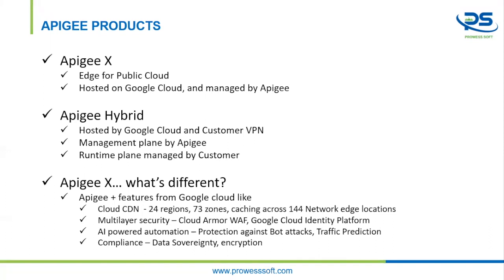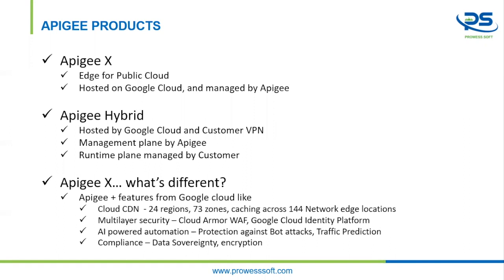So what's different with Apigee X? Apigee X came with the regular functionality that Apigee already had and included along with it the features that Google Cloud had. Listed below, you could see the major ones that were added. The primary one is the content delivery network. Google has a massive content delivery network that can cache your data across 144 network edge locations. This was integrated with Apigee, so you could host your APIs or API gateways across any of these regions.